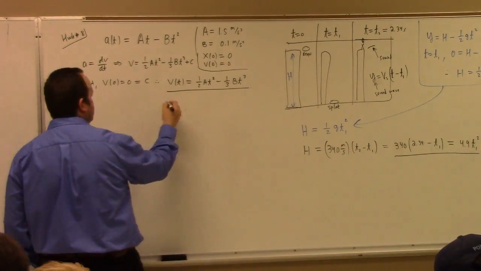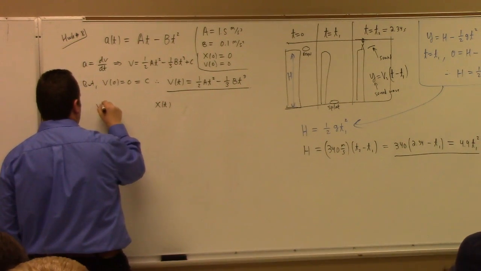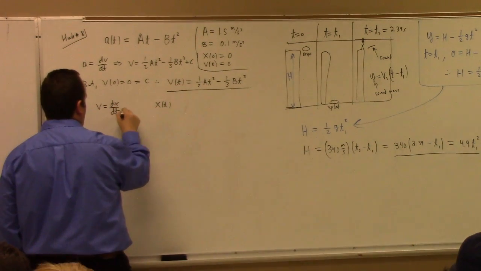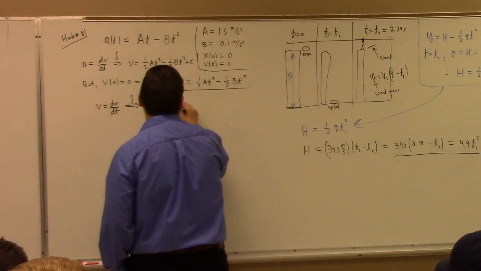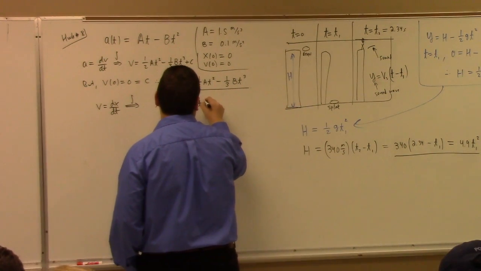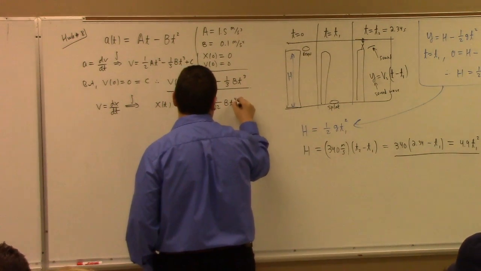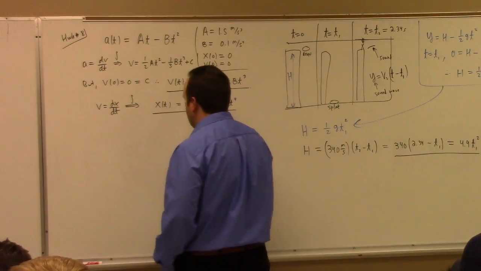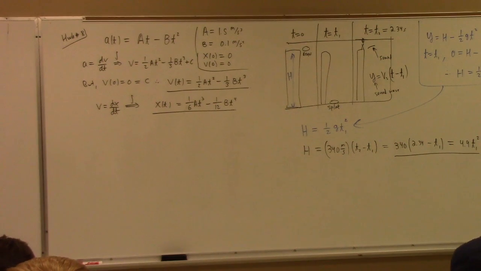How about x of t? v is equal to dx/dt, right? So integrating gives us x of t is 1/6 at cubed minus 1/12 bt to the fourth. And that's it, because again, x of 0 is 0, so the constant works out to be 0. That's the position as a function of time. That's it. Any questions about that?